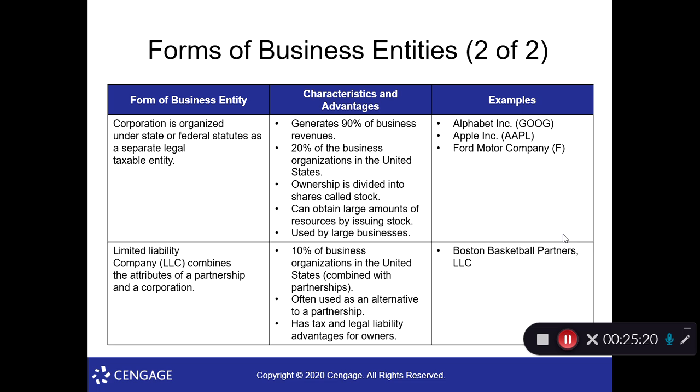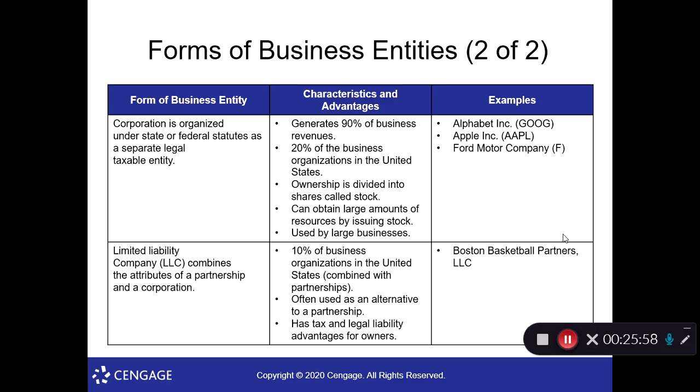There's also a corporation. A lot of people are probably very familiar with corporations, and corporations are interesting. So if we talk about FAANG, those are our big 5 in the stock market, and they're all corporations: Facebook, Amazon, Apple, Netflix, and then Google, which also trades under Alphabet, as you can see in our examples box there. Those corporations have a huge benefit in that they're a completely separate legal entity.